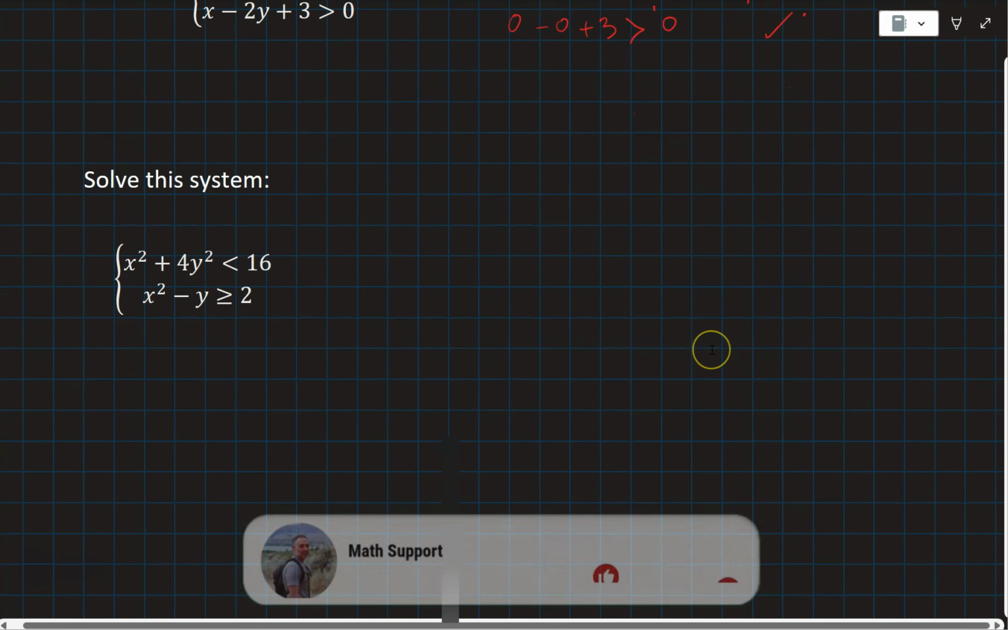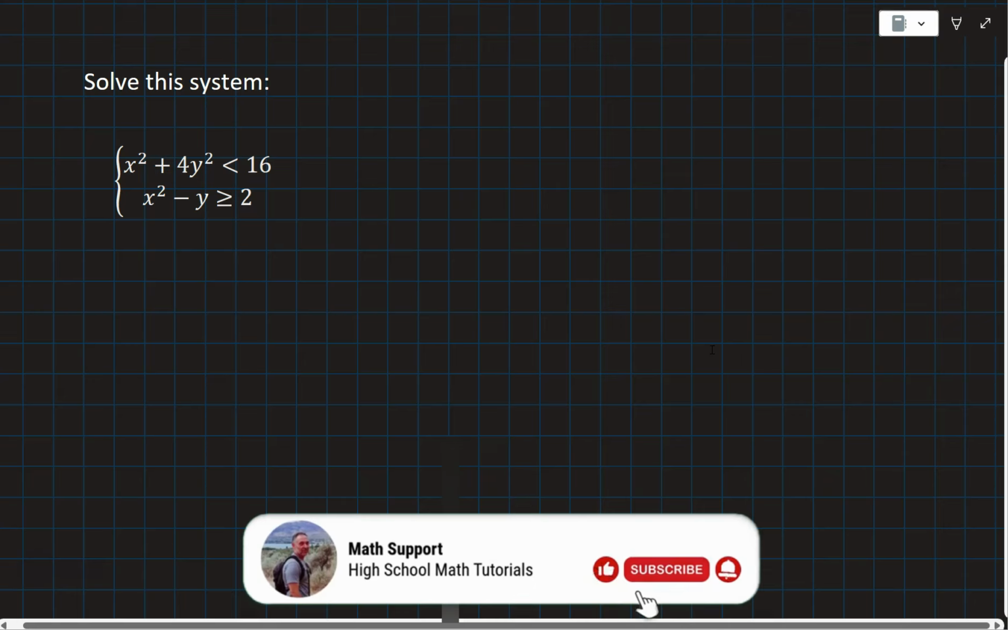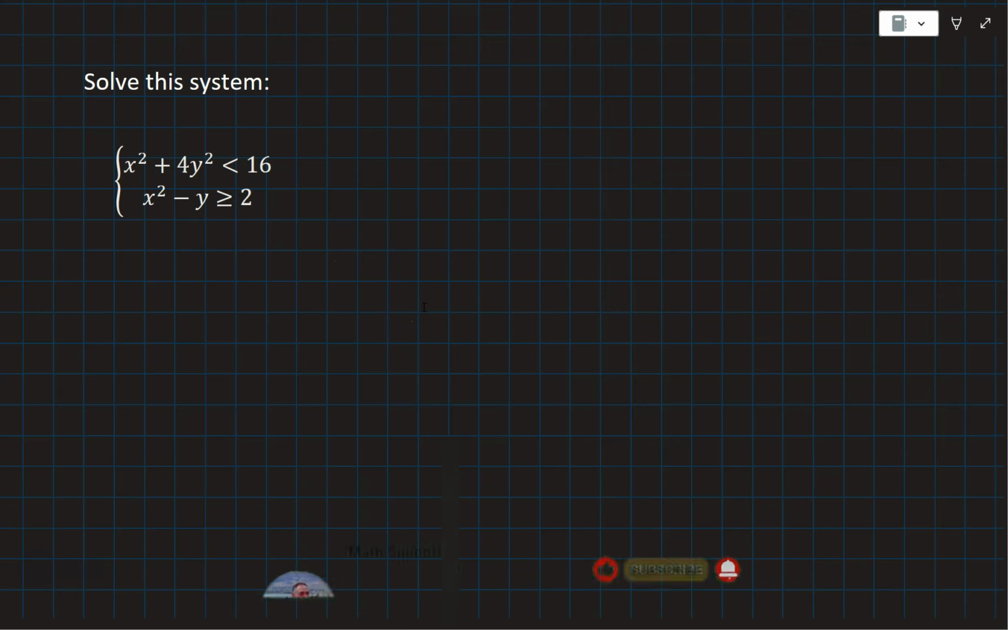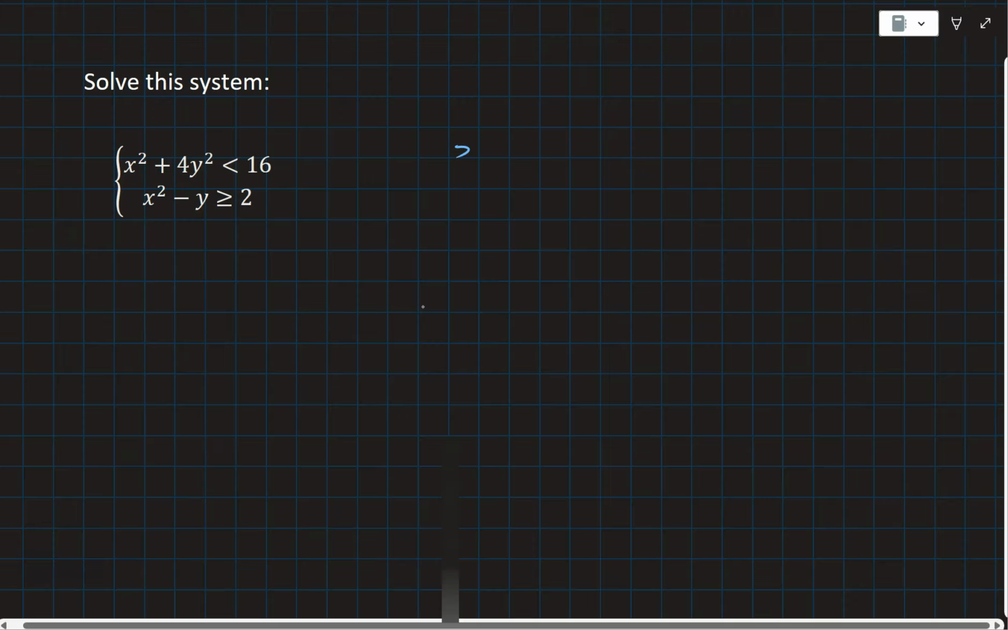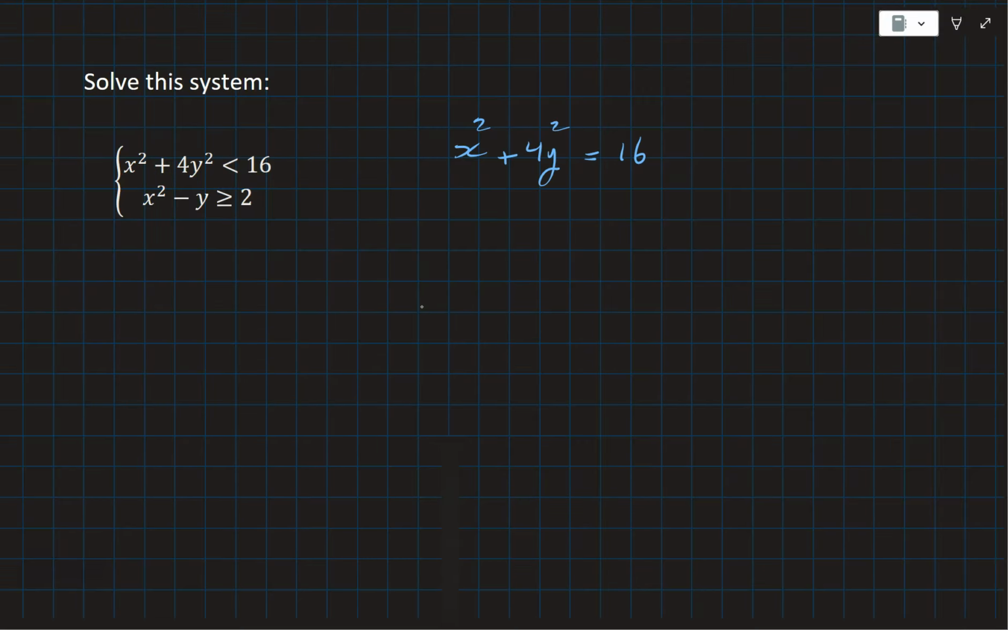Okay, here's the next question. In this case, we have an ellipse and we have a parabola. Let's go ahead and manipulate that. So the first one, the ellipse, we have to divide. I'm going to rewrite it as a standard equation, ignoring the inequality right now. To do that, we have to divide everything by 16 to be able to graph this.